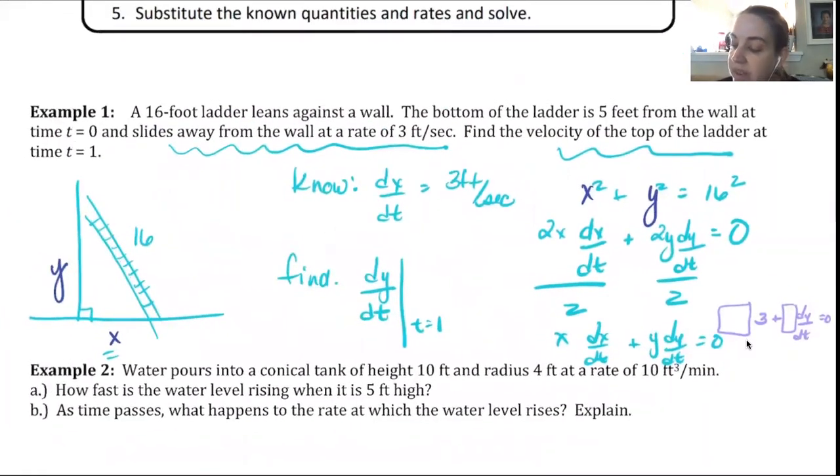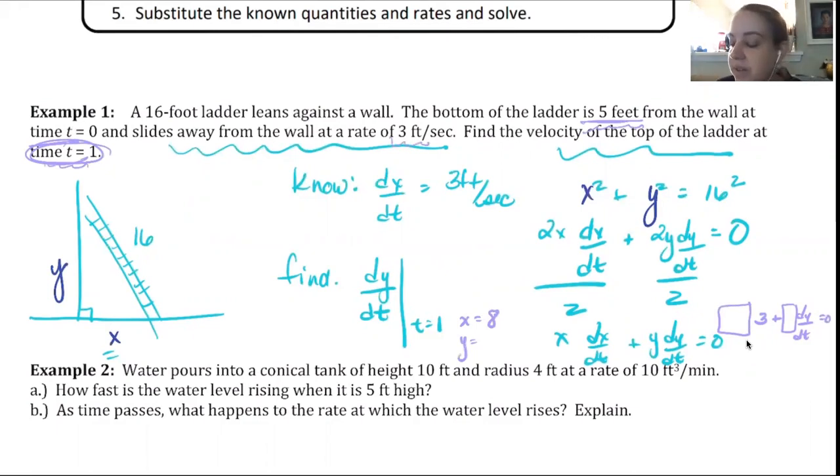So I know that the bottom of the ladder is 5 feet away at time equals 0. But this problem is about time equals 1. So at time equals 1, we have to find the x and we have to find the y. Well, at time equals 1, the x is actually 8. Do you know why that would be? Well, if it starts at 5 feet away and it's traveling for 1 second at 3 feet per second, it's 5 plus 3, which gives you 8.